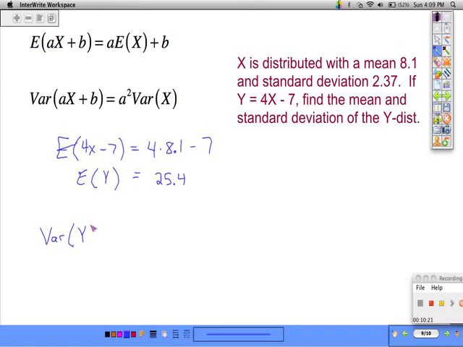The variance of y is equal to, it says a squared times the variance of x. So 4 squared times the variance of x, which was 2.37. So our new variance for y is somewhere around 81, but really we want the standard deviation for this problem, so that is the square root of our variance. We end up with 9.48 as the standard deviation for our new y distribution.